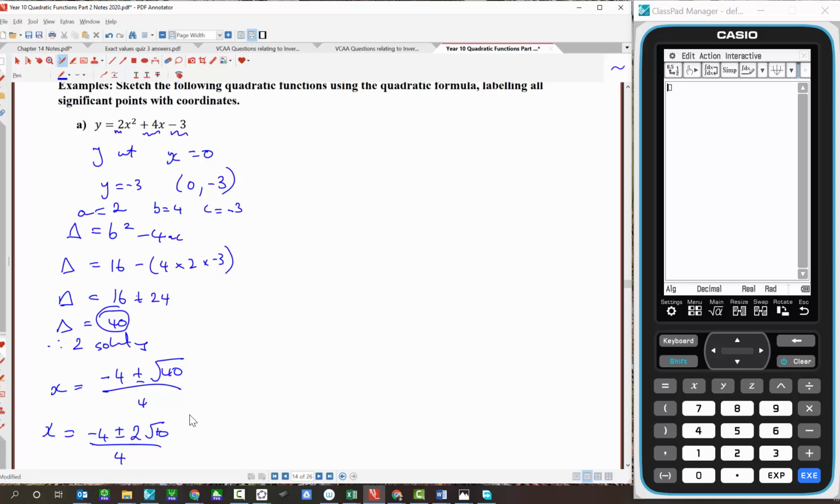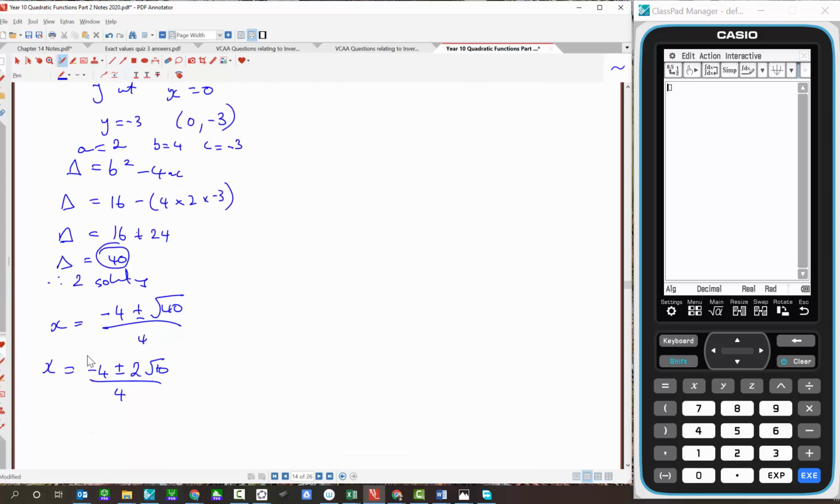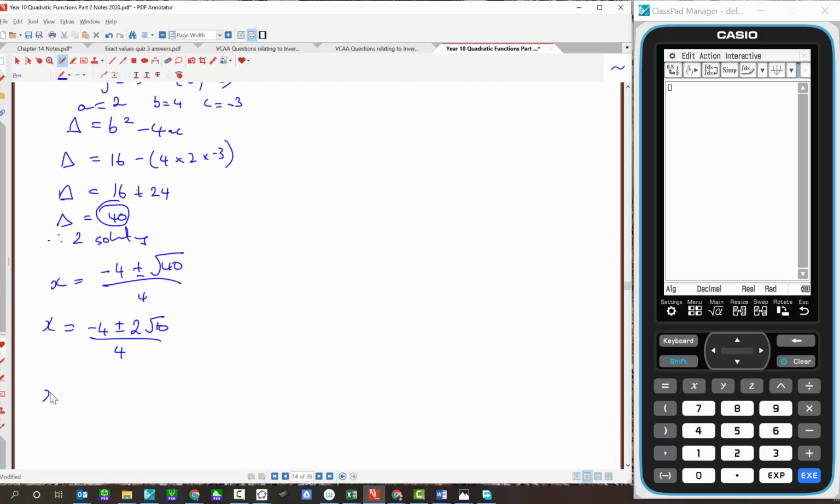Now we can further engage with this by saying x is equal to negative, let's pull out negative 2. That's going to be 2 plus or minus root 10 over 4. Let's cancel that 2, cancel that, which is 1. So this is x is equal to negative 2 plus or minus root 10 over 2.